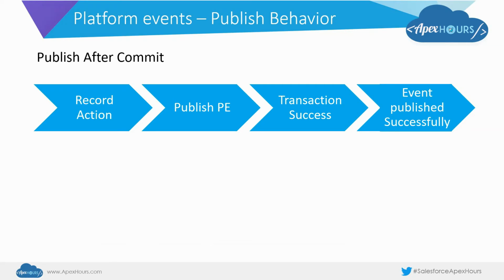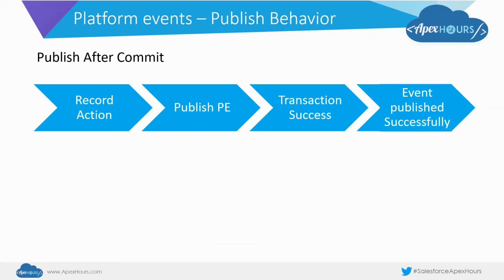What do you mean by publish after commit? If you have a record action happening and as part of that operation, you have a publish platform event operation, that is going to actually happen only if the transaction completed successfully.